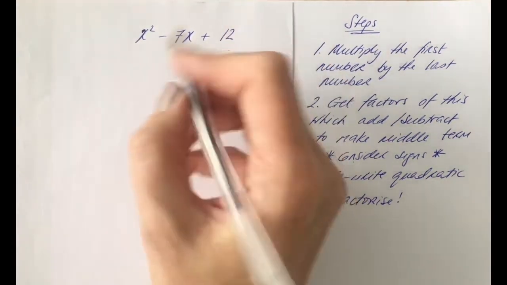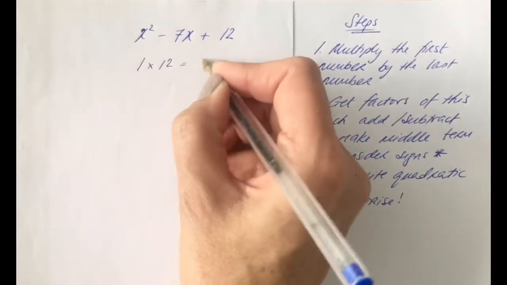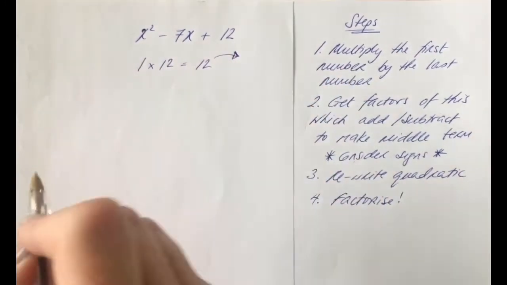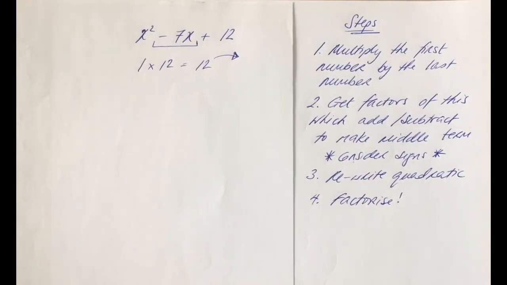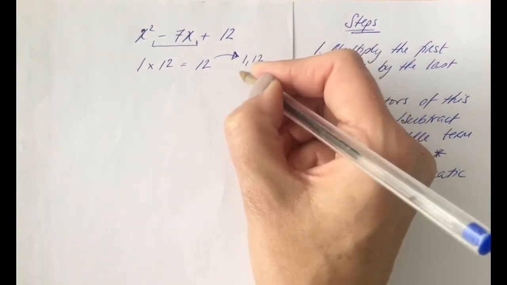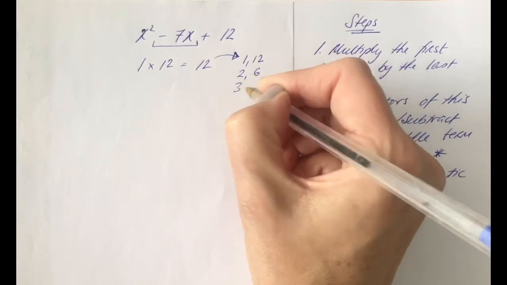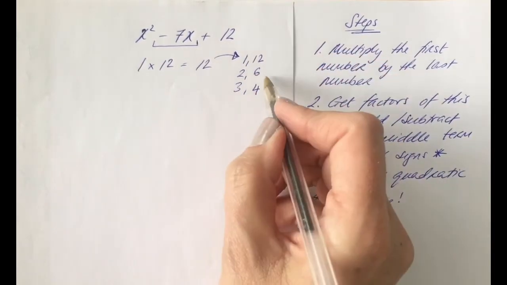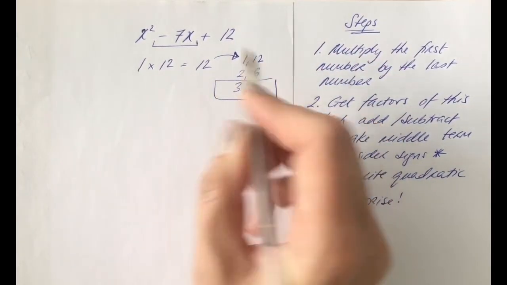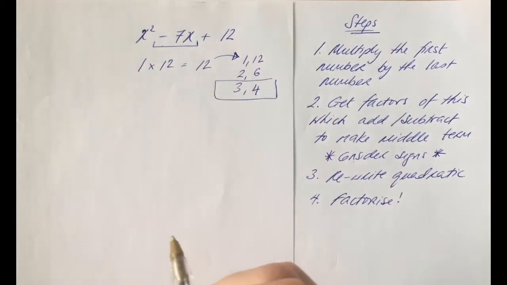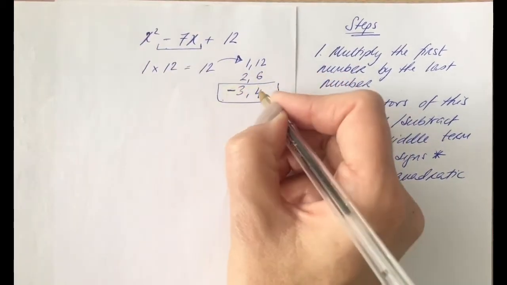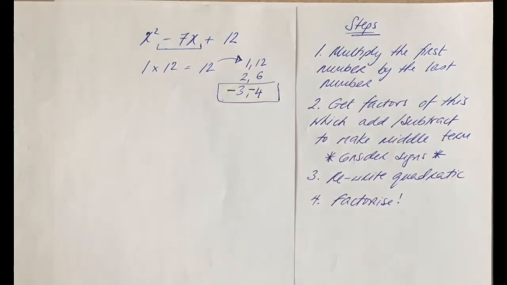So first number by last number again is 1 times 12, which is 12. I want factors of 12 to add or subtract to make a minus 7x. So factors of 12, we have 1 times 12, 2 times 6, 3 times 4. The one that's going to work is the 3 and the 4, but the signs, be careful here now, in order to make a minus 7, we'd have to have minus 3, minus 4.